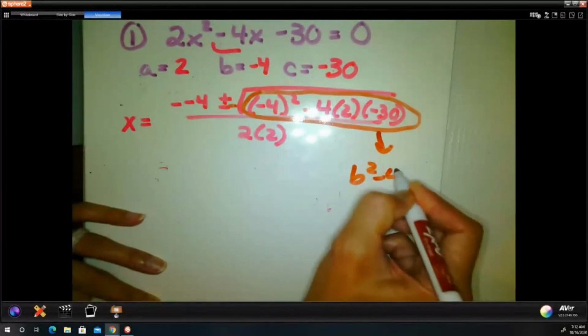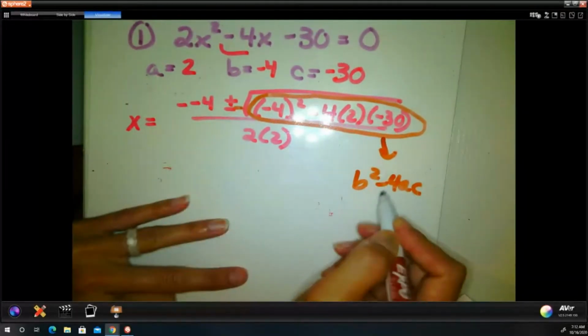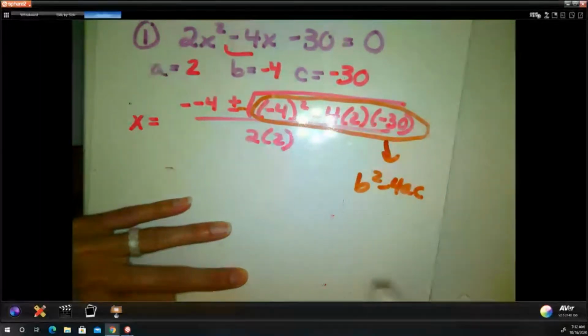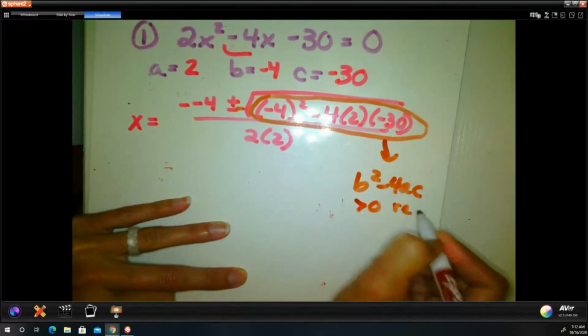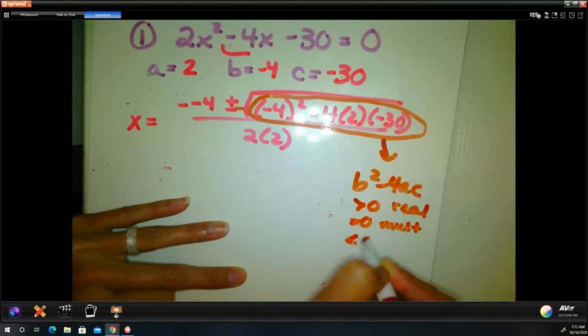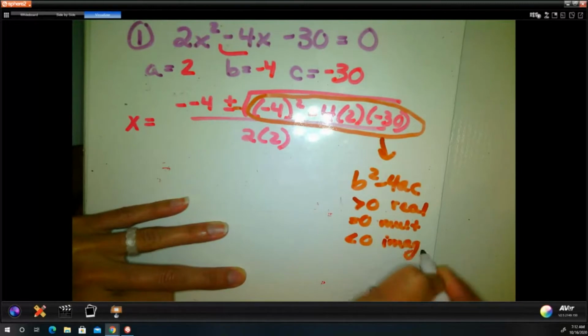But in the quadratic formula, this b squared minus 4ac tells me the type of solutions I'm going to have. If it's greater than 0, it's going to be a real solution. If it's equal to 0, then it's going to have a multiplicity. And if it's less than 0, then it's going to be negative, so that means we're going to have imaginary solutions.